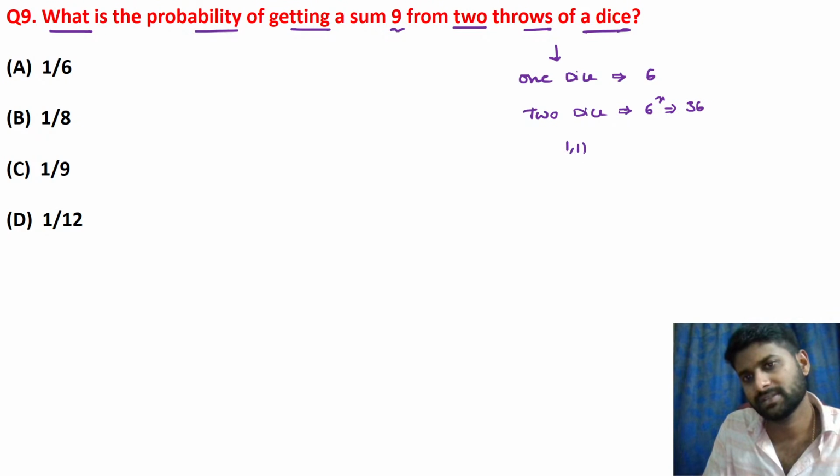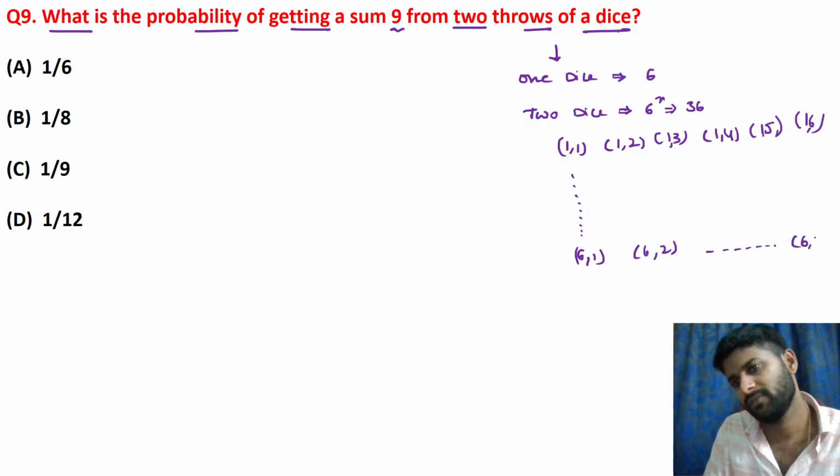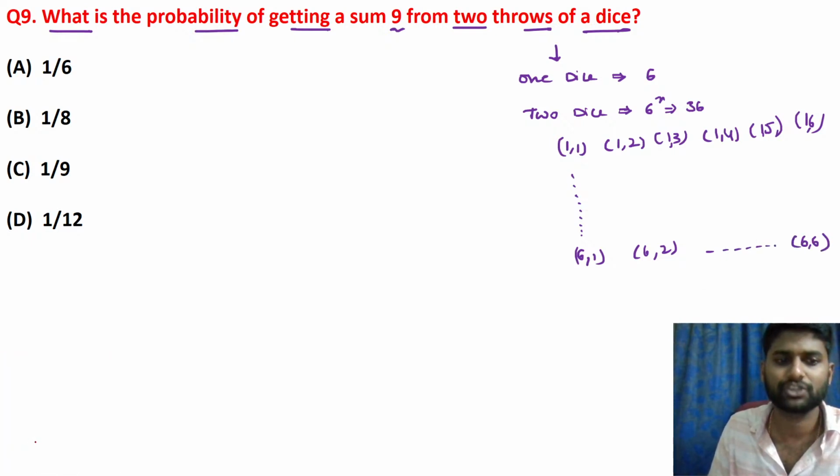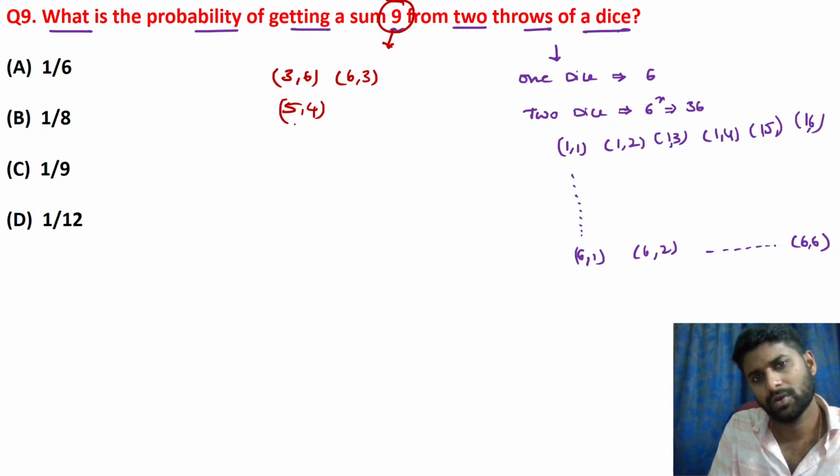Like, see, there are chances for 1 1, 1 2, 1 3, 1 4, 1 5, 1 6. The same way, 6 1, 6 2, 6. So in this way, we have 36 cases if you're throwing 2 dice. But here in the question, you can see the sum is 9. See, generally, if you go with the general approach, here there is a case of 3 and 6 or 6 and 3, and 5 and 4 or 4 and 5. These are the 4 cases. So your answer is 4 by 36. The probability is 1 by 9.